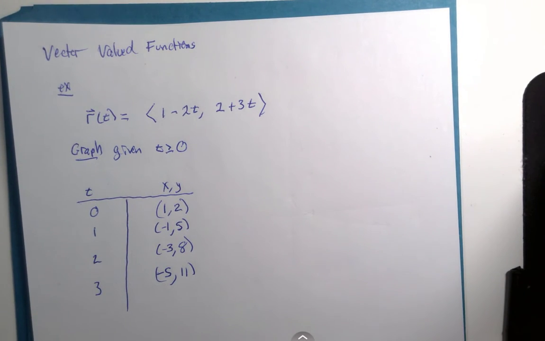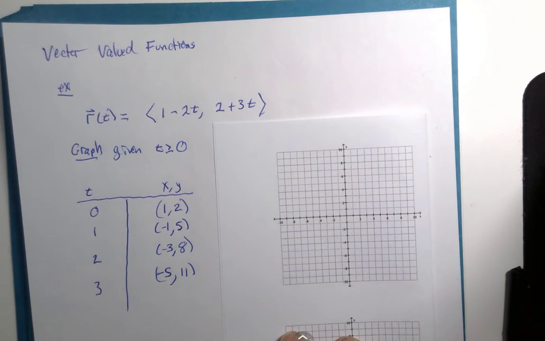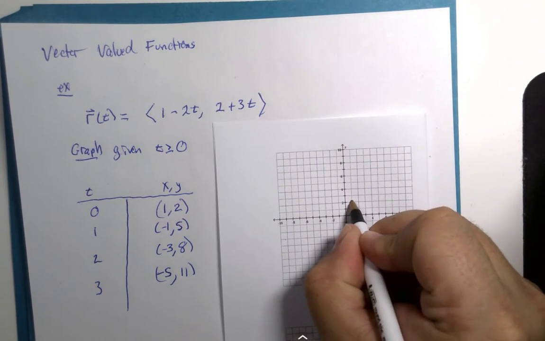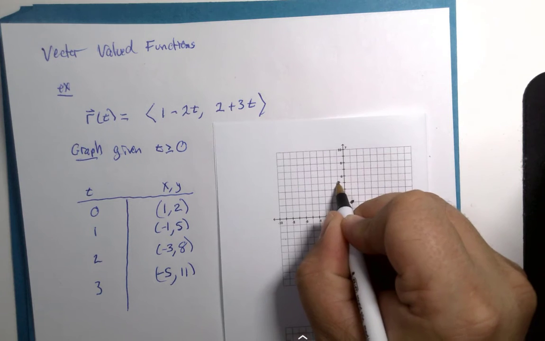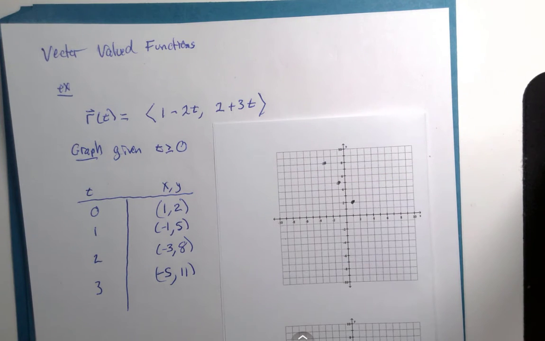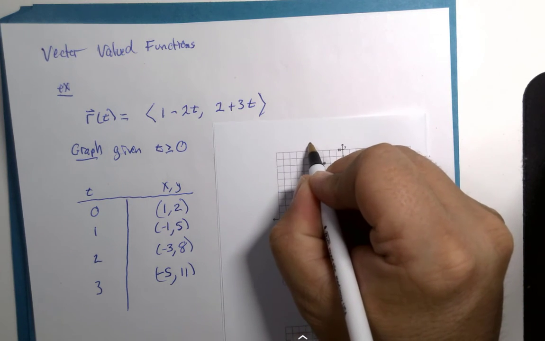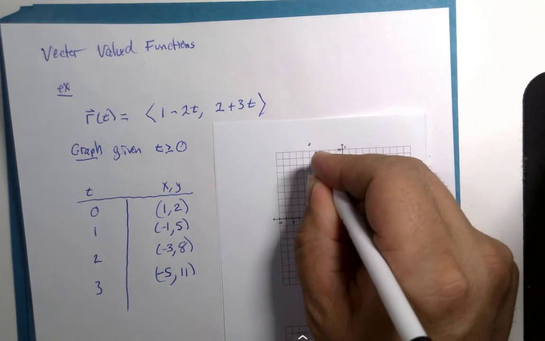Now, let's put some graph paper here for us to use. The point 1, 2 is right here. Negative 1, 5 is right here. Negative 3, 8 is right there. Can you see that these points are linear? They are collinear, we would say in geometry. And negative 5 and 11 would be about here. This line is going in that direction.